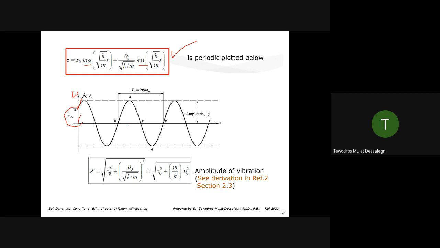So period, we know that. This is a cyclic motion. If you take one cycle anywhere, let's take this cycle, this is one complete cycle. So the period is the time it takes for one complete cycle, or the period is 2 pi by the circular frequency. Amplitude, it's Z.